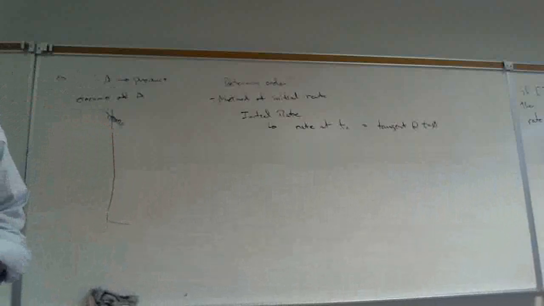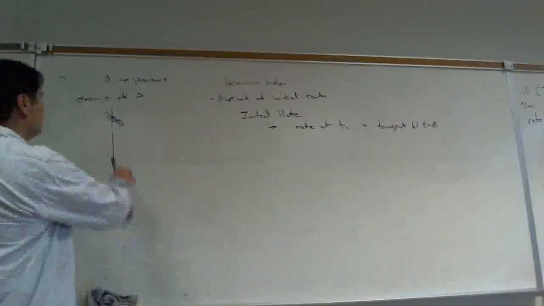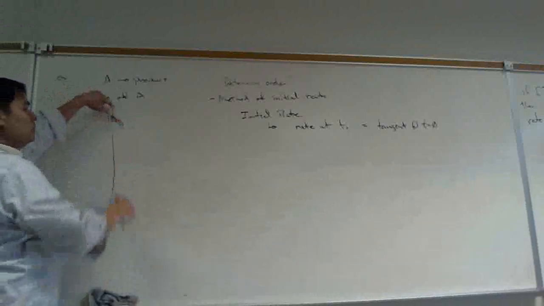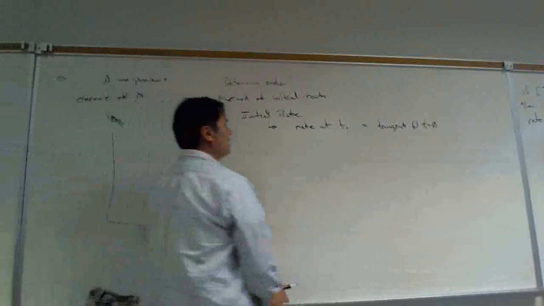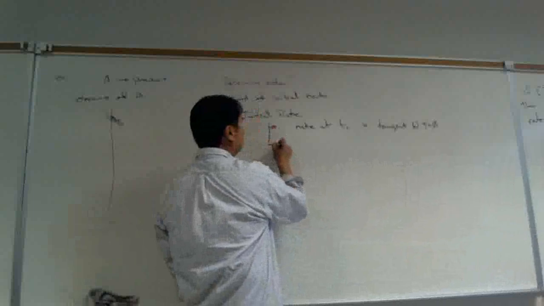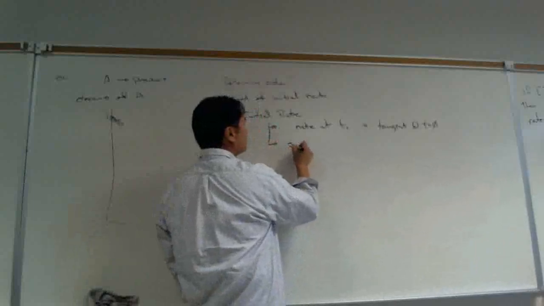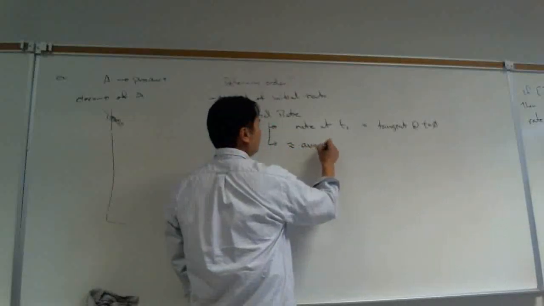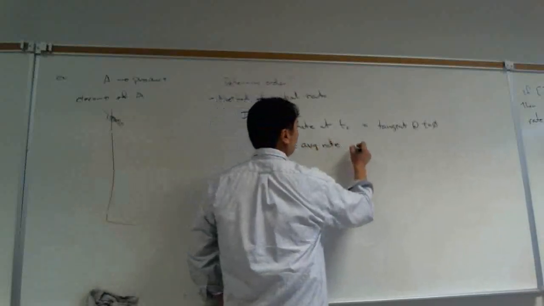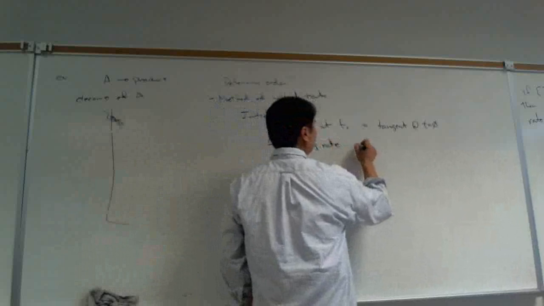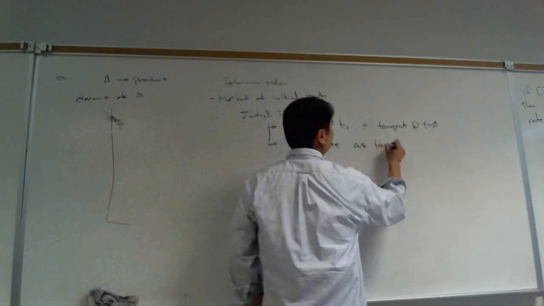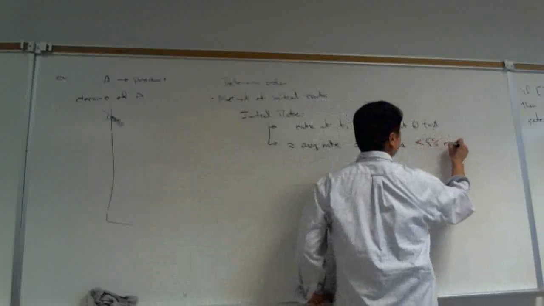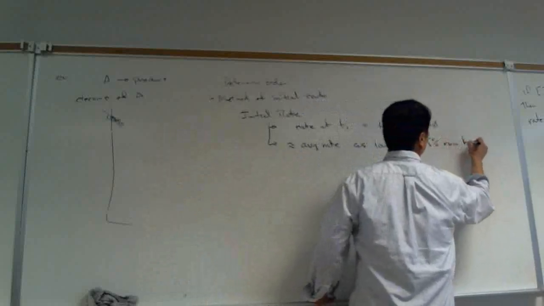But doing that is difficult sometimes because drawing a tangent at time 0, you don't have the rest of the curve to really be able to estimate it accurately sometimes. And so what we do instead is we just say it's approximately equal to the average rate as long as less than 5% reaction has occurred.